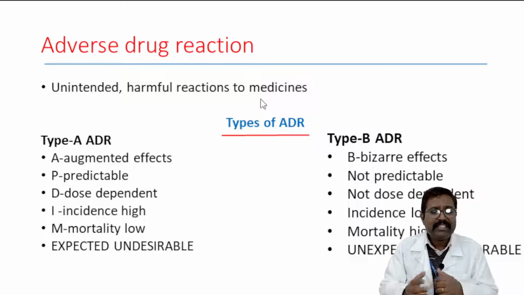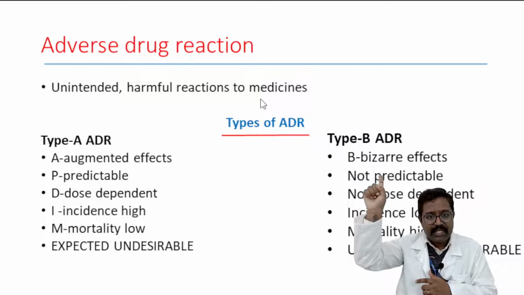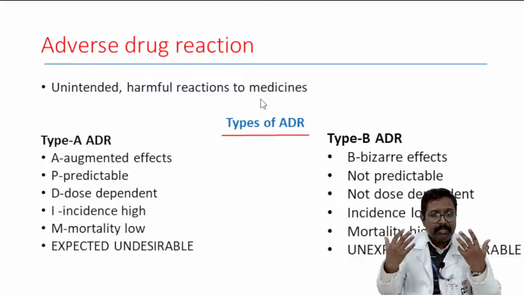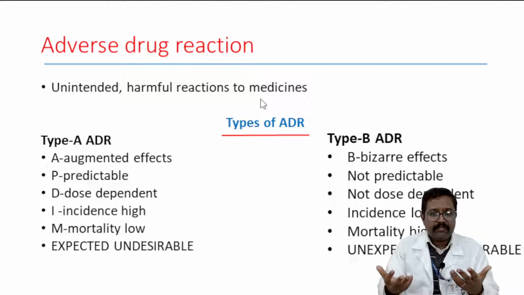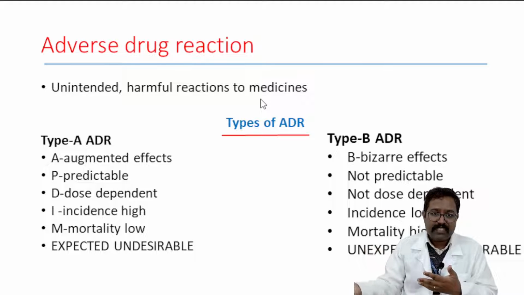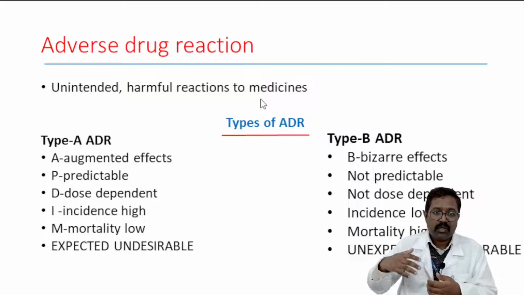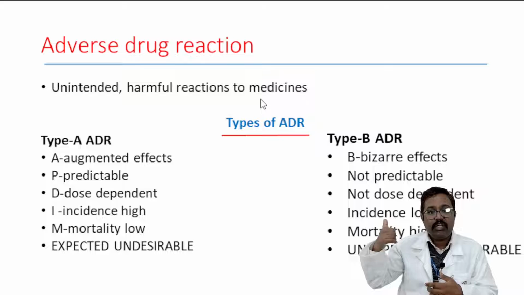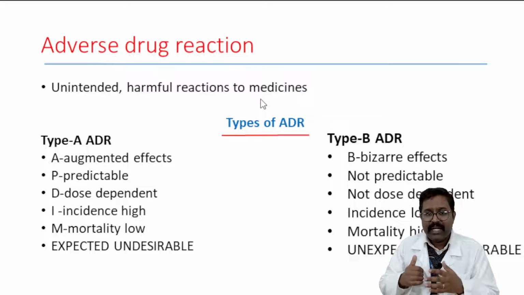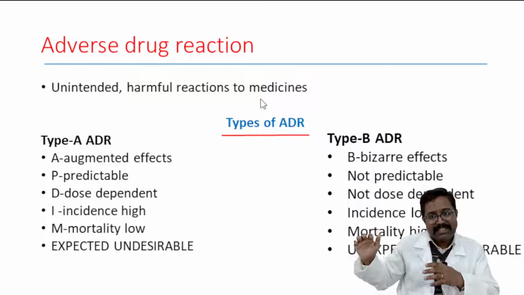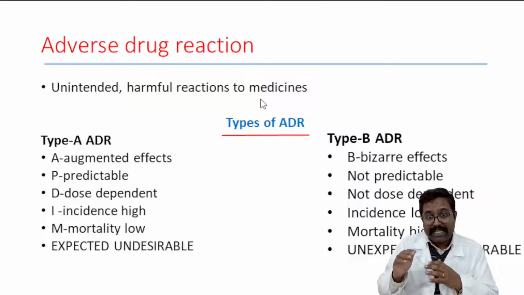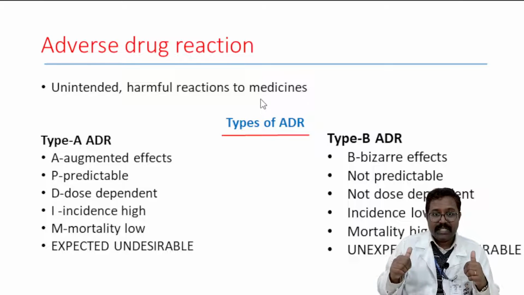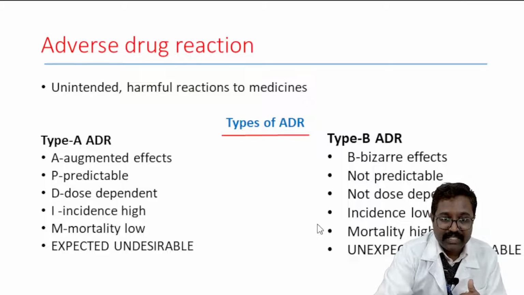Next, coming to the type B reaction, it is a bizarre type of reaction and it is not predictable. We are not able to predict whether a drug will cause an adverse effect or not. We cannot expect that these reactions will occur, and it is not dose dependent in nature. So please remember, it is not dose dependent, and incidence is very low, but mortality is very high in type B. It is unexpected and undesirable.